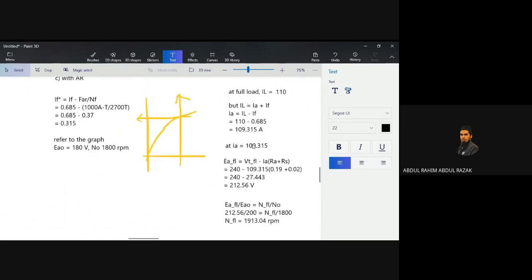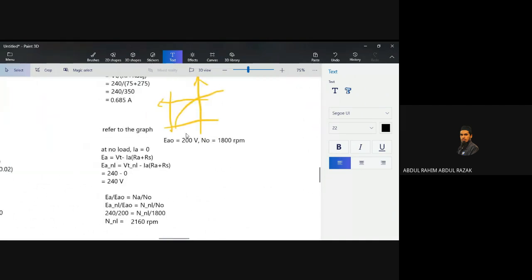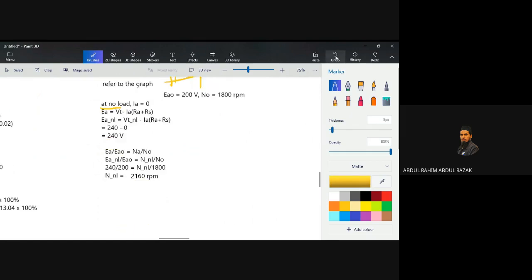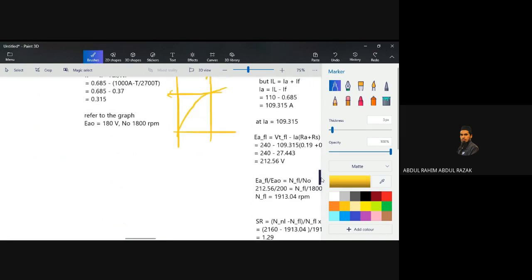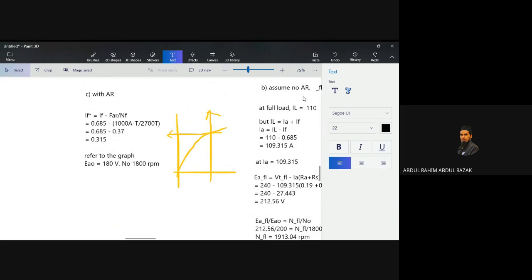So we find our graph EA naught. We look at what happened at no load, in terms of their generated voltage and what happened to the speed at no load. And so we consider the no load condition. After we find the EA naught, we put in here the no load scenario.